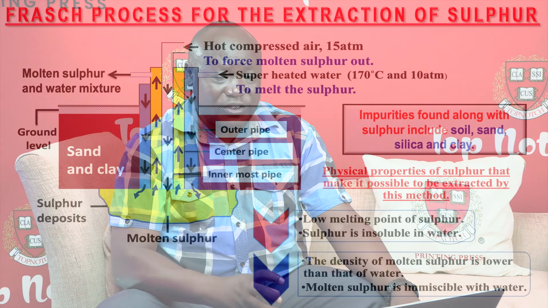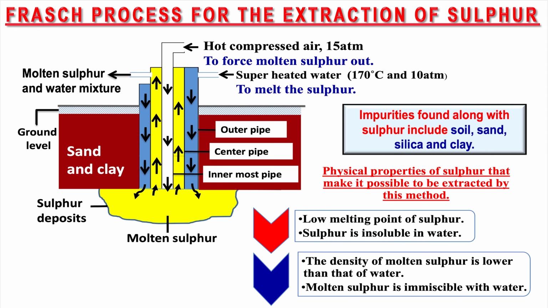It takes advantage that sulfur has a melting point of around 113, and that is why it can be melted by that water. Then the next pipe is the one that passes hot compressed air, which is used to force the mixture of sulfur and water to the surface.